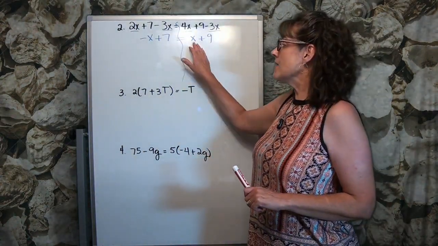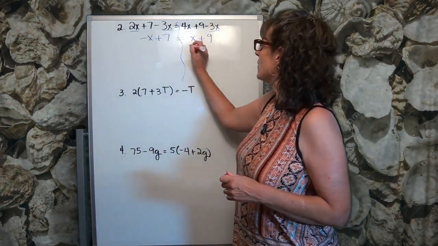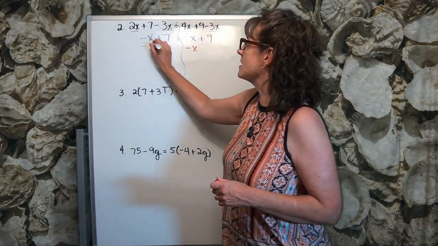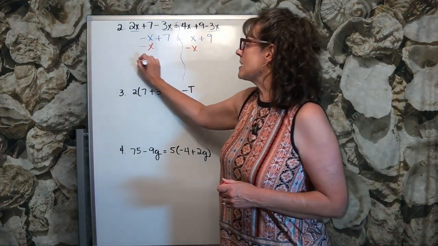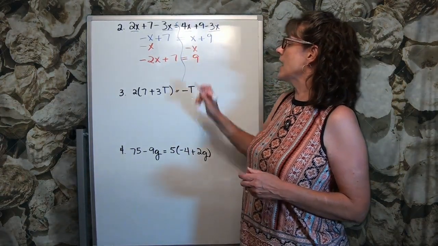So I can take the x out of this pan, or I can add an x to this pan. It makes no difference. And just to prove that, I'm going to go ahead and subtract that x here. Negative x minus x is a negative 2x. And on this side, I get a 9.